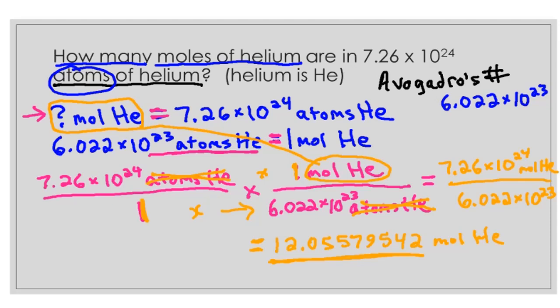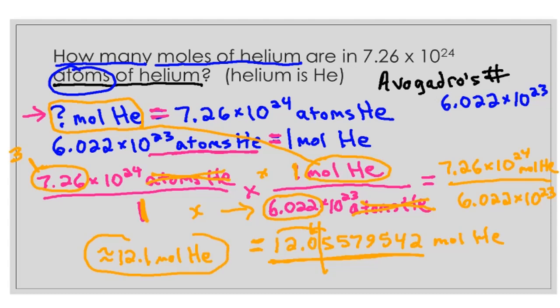And then we need to round down to the least amount of sig figs. We have 3 sig figs right here, 7.26, and we have 4 sig figs right here, 6.022. So we're going to choose the least amount of sig figs, which is 3. So we're going to round this to 1, 2, 3, 12.0, but the next number after the 12.0 is a 5, so that's going to change it into a 12.1 moles of helium. And that's your answer.